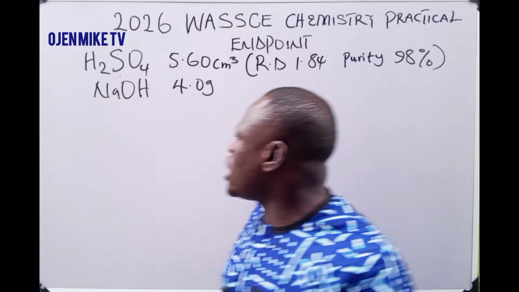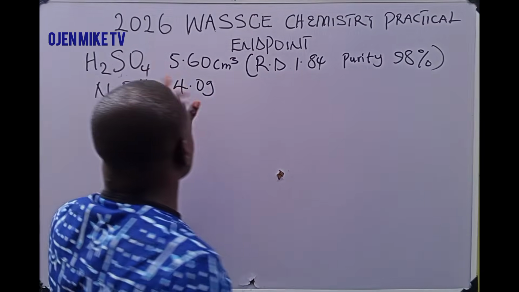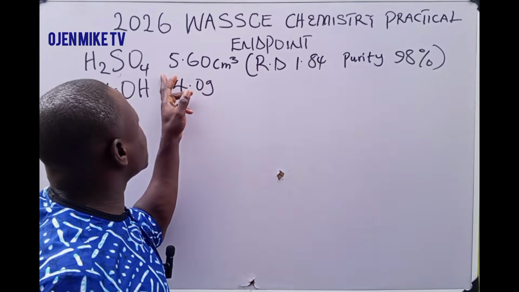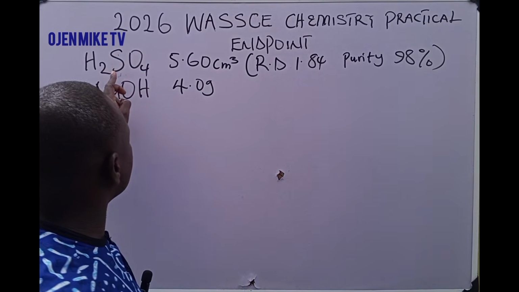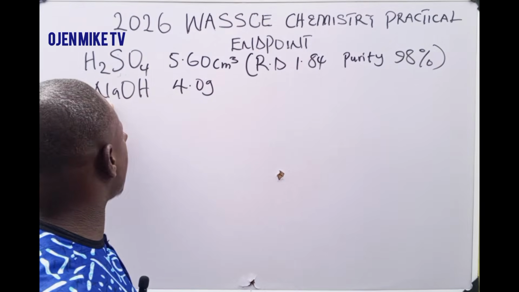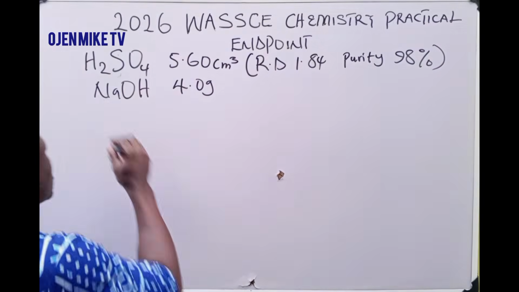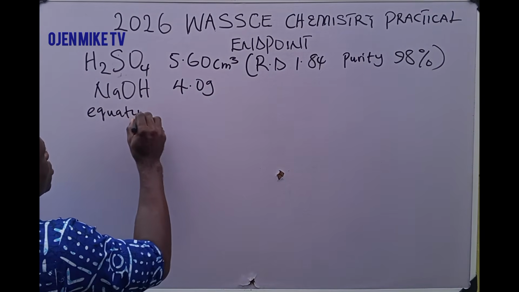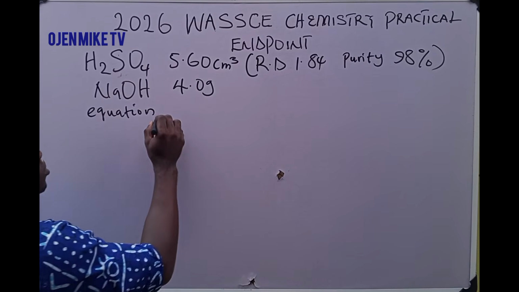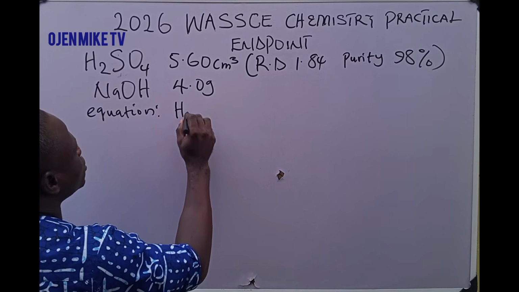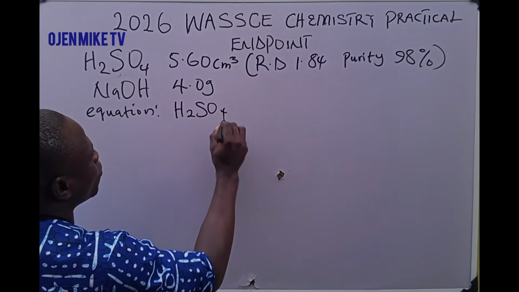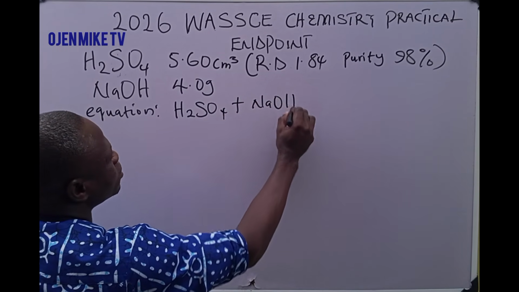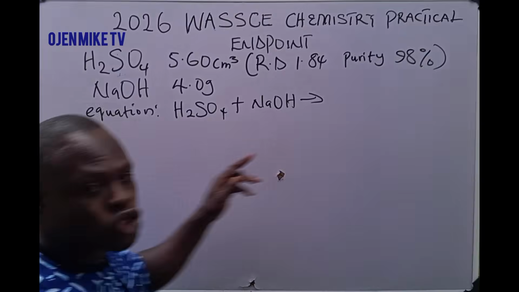All right, so now let's go. I'm going to give you two ways you can prepare this. Now, firstly, we are going to balance the equation of this tetraoxosulfuric acid reacting with sodium hydroxide. The equation of the reaction: we have H2SO4 plus NaOH will give you, of course, salt and water.